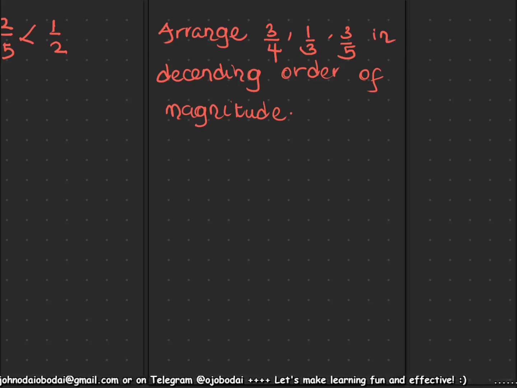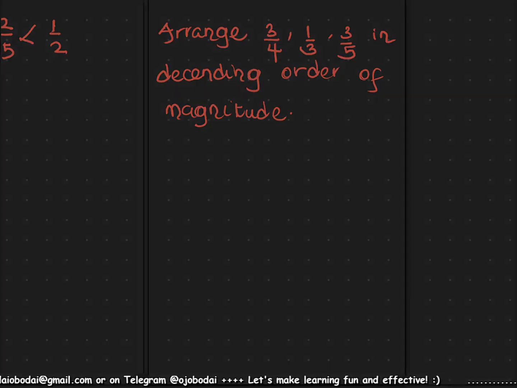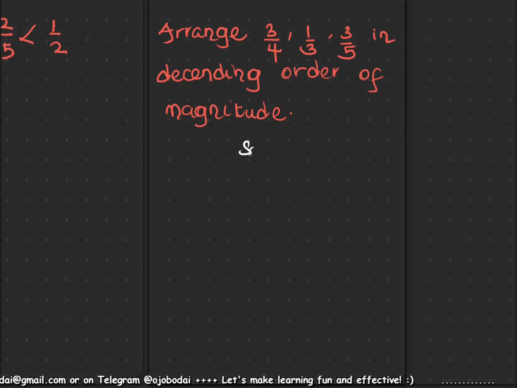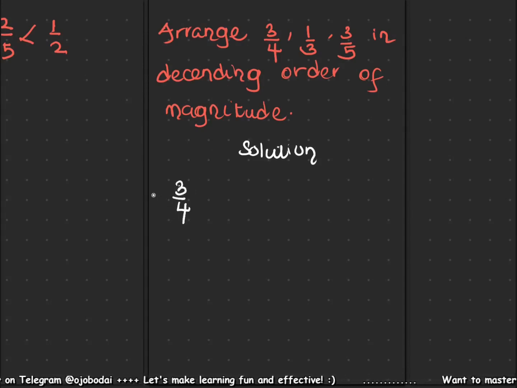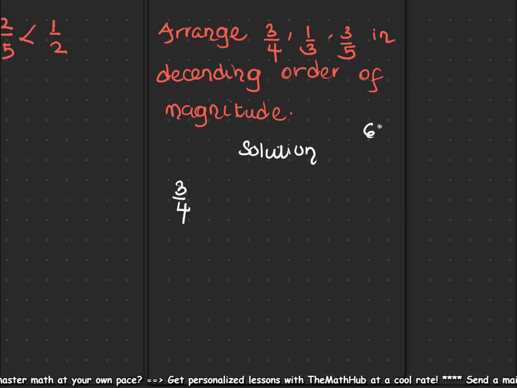So how do we go about this? As usual, let's put down our solution. And our fractions, which are 3 over 4, 1 over 3, and 3 over 5. If you look at the denominators, we have 4, 3, and 5. If you are looking for the LCM, the number that all of these numbers can divide, is what we call 60. If their LCM is 60, let's take note of that 60.